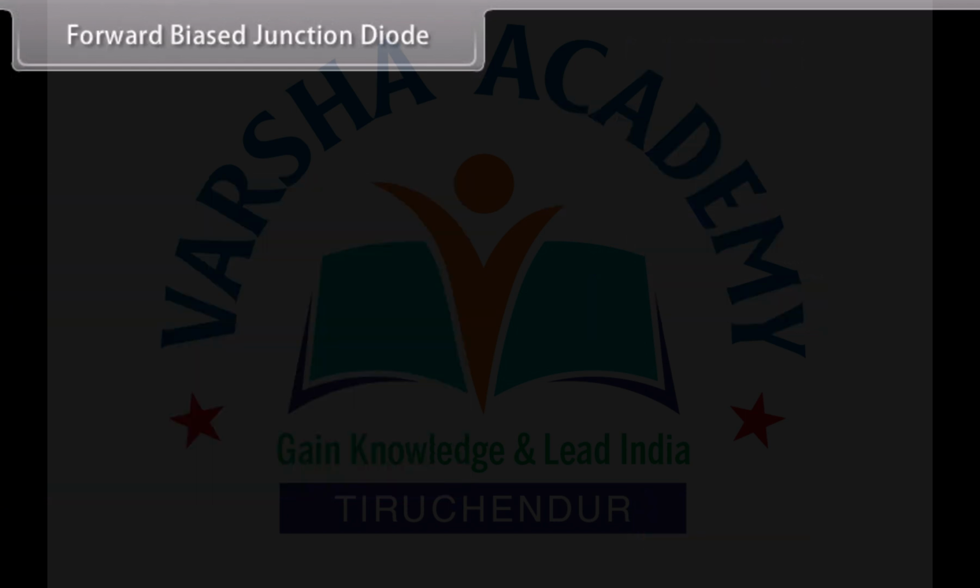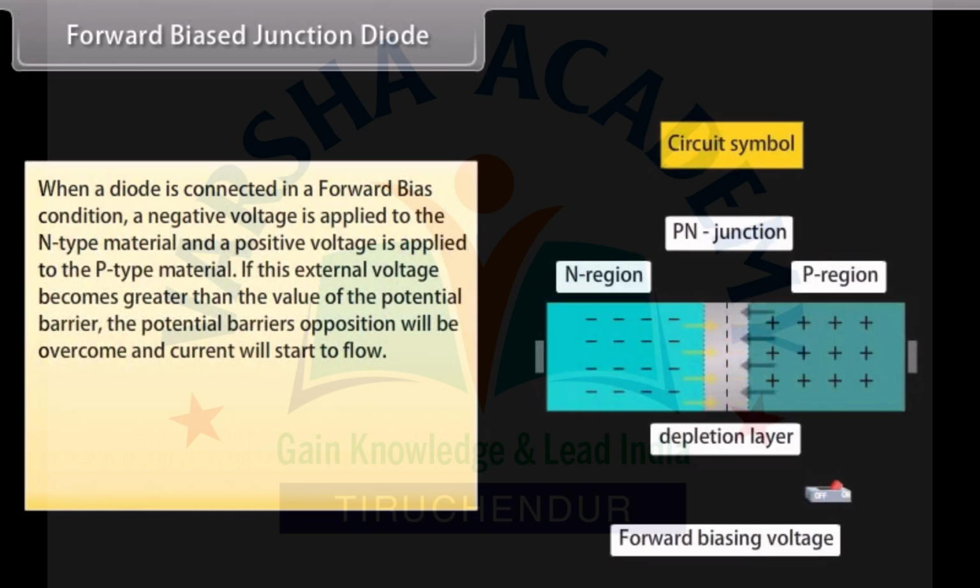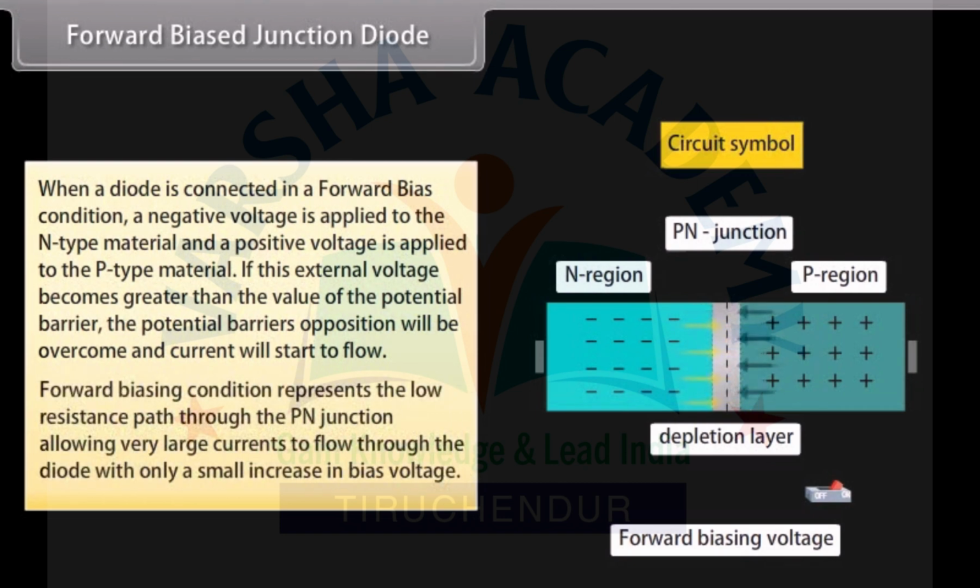Forward-biased junction diode. When a diode is connected in a forward bias condition, a negative voltage is applied to the n-type material and a positive voltage is applied to the p-type material. If this external voltage becomes greater than the value of the potential barrier, the potential barrier's opposition will be overcome and current will start to flow. Forward biasing represents the low resistance path through the PN junction, allowing very large currents to flow through the diode with only a small increase in bias voltage.